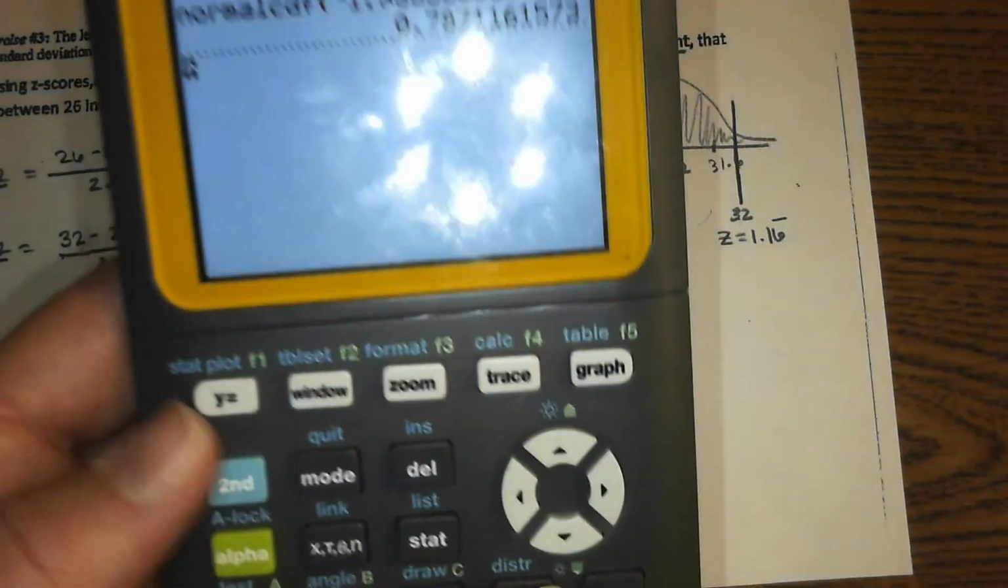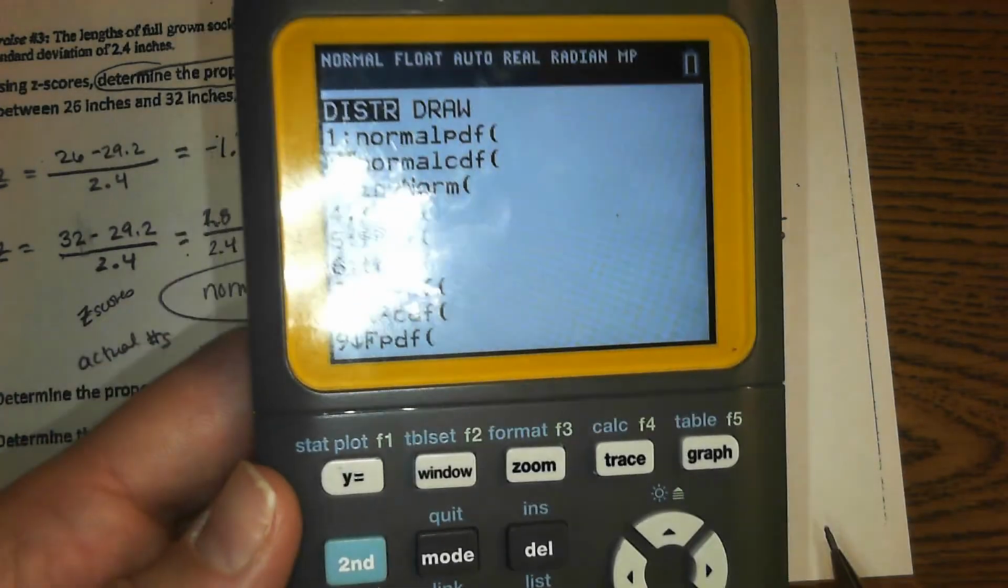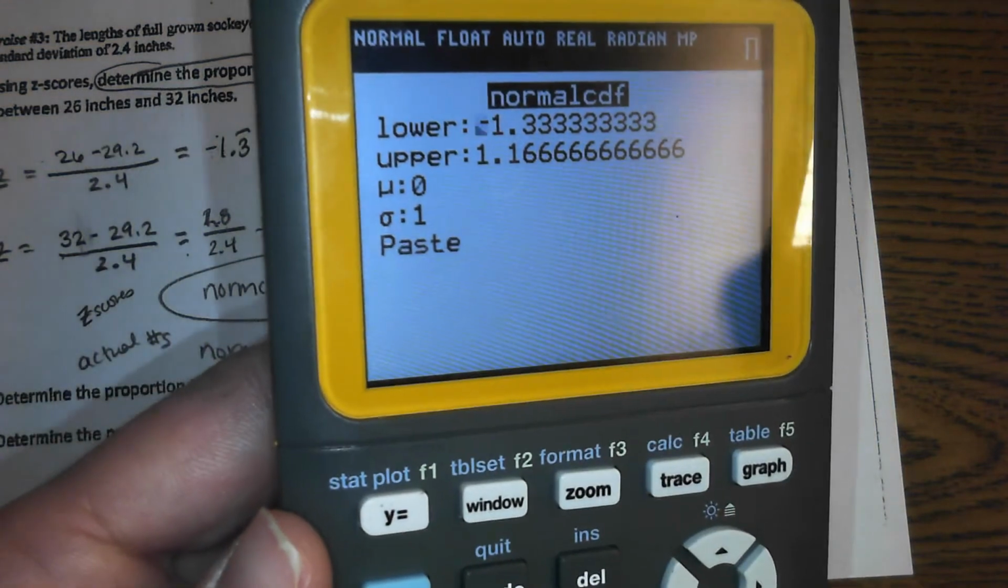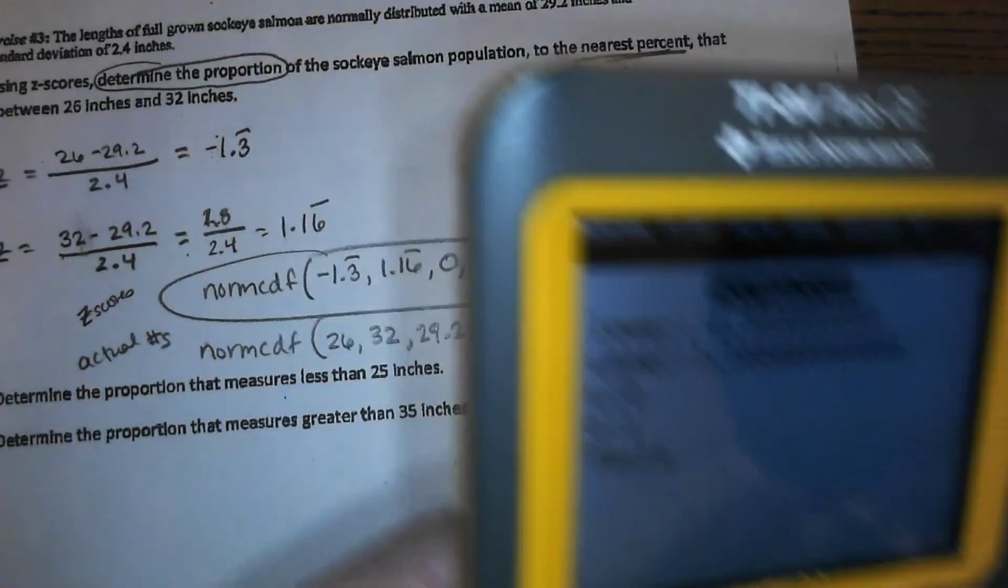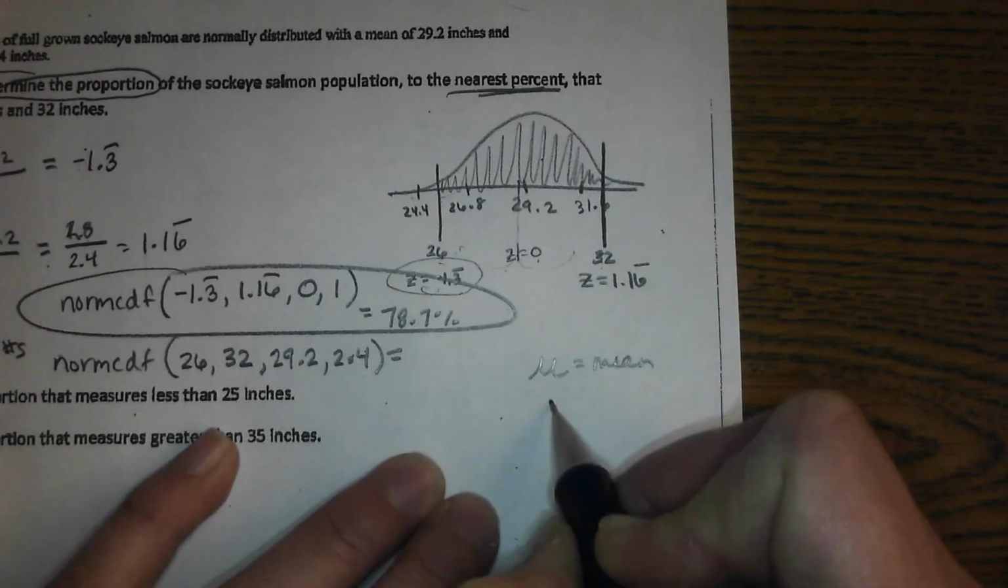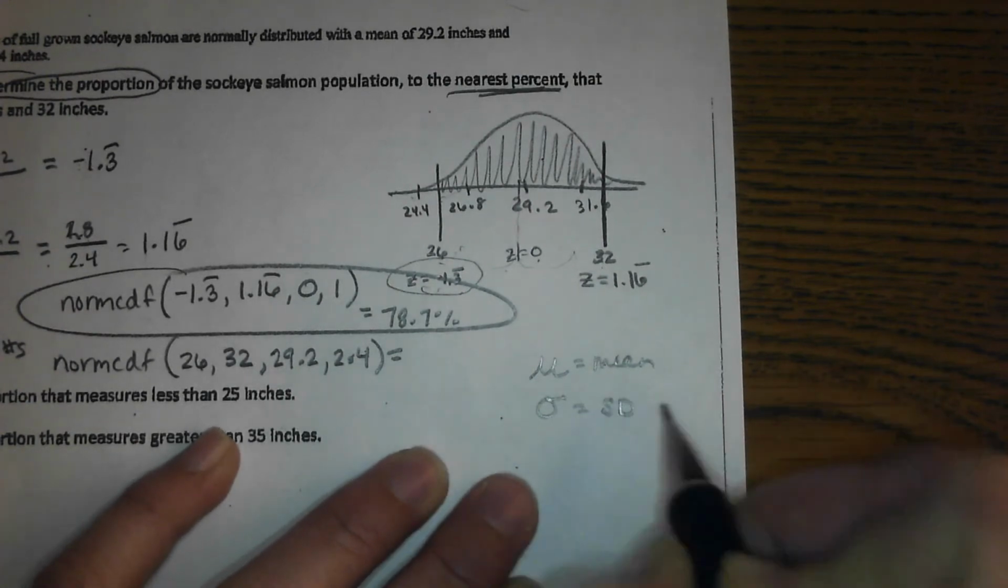So you're going to do second VARS again, and go to normalcdf, and lower, upper, mean, standard deviation. Okay? In case we don't know that, this symbol is the mean, and this symbol is the standard deviation.